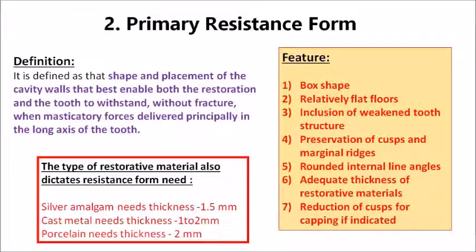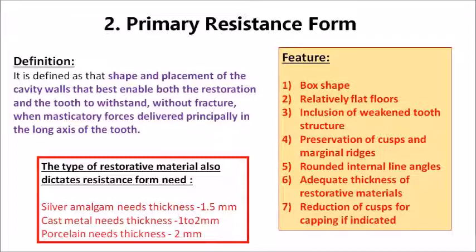As a definition, it is the shape and placement of the cavity walls that best enable both the restoration and the tooth to withstand, without fracture, masticatory forces which are delivered principally along the long axis of the tooth. So this is the shape and placement of the cavity walls. How we shape and place the cavity walls can best give protection to the restoration as well as to the tooth. Protection from what? To withstand fracture from masticatory forces, which are delivered principally along the long axis of the tooth. That is what is called primary resistance form.